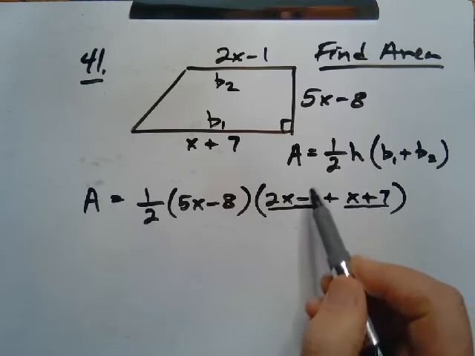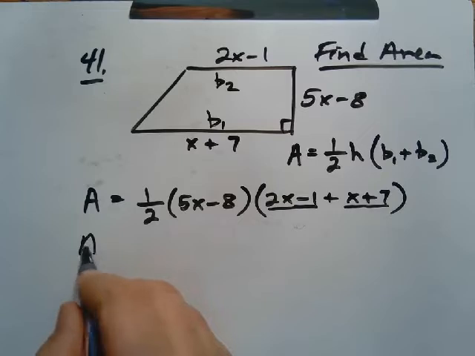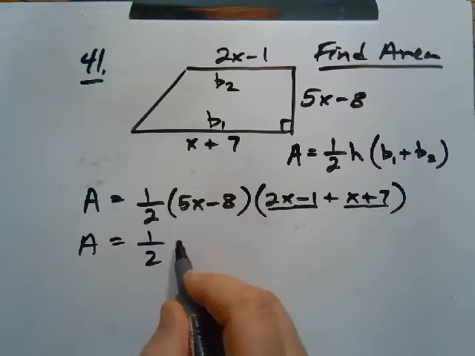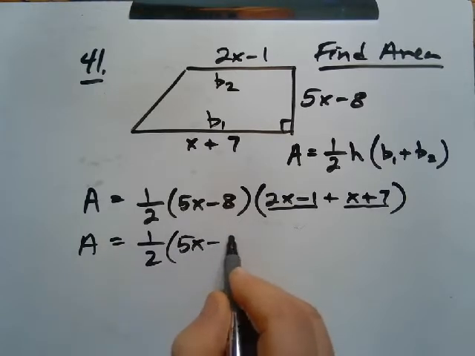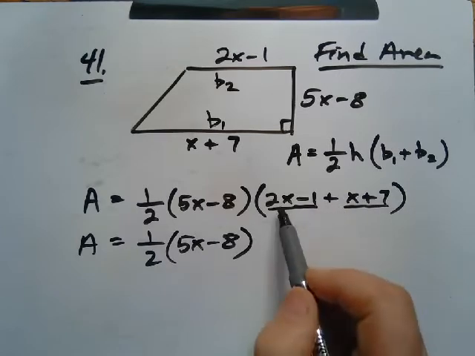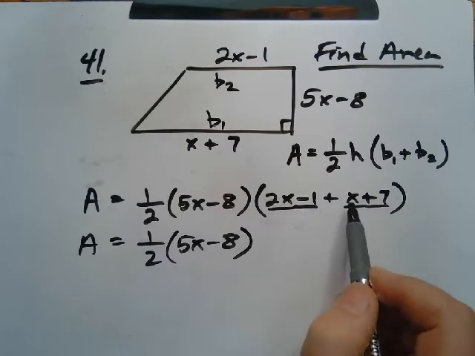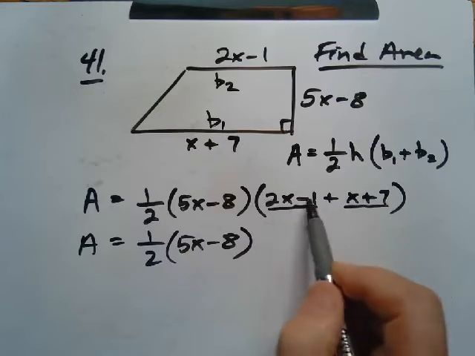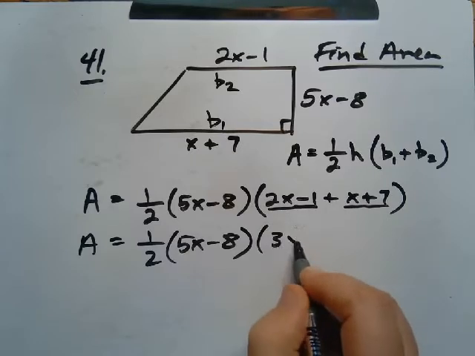Now, we should add these bases first before we try to multiply. So we're going to go ahead and add those. And this is stepping back a couple of days to talk about combining like terms. We're adding, so we're going to just combine like terms. 2x, or plus x, now we're adding, is 3x.